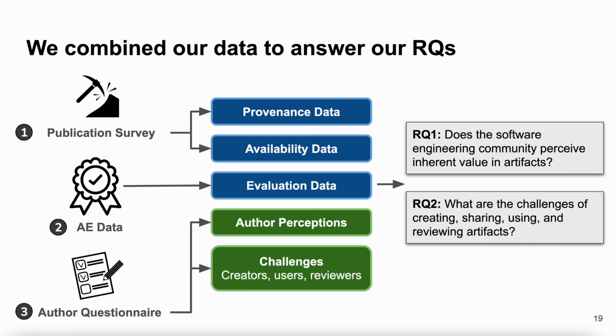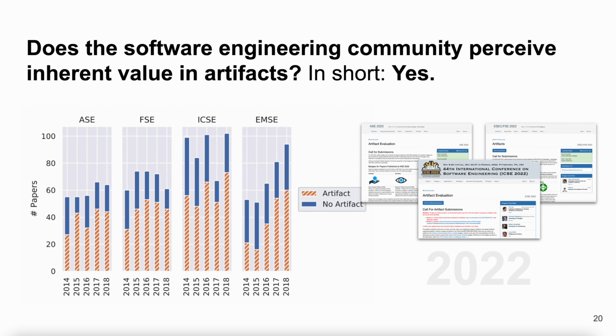After we'd completed each of these study components, we combined their qualitative and quantitative results to answer our research questions. In answer to our first research question, we found that yes, the software engineering research community does perceive inherent value in artifacts. From the results of our publication analysis, we found that an increasing majority of software engineering papers include an artifact URL. The fact that artifact evaluation has not only persisted, but spread since its introduction to the software engineering research community in 2011 also shows that the community cares about its artifacts.